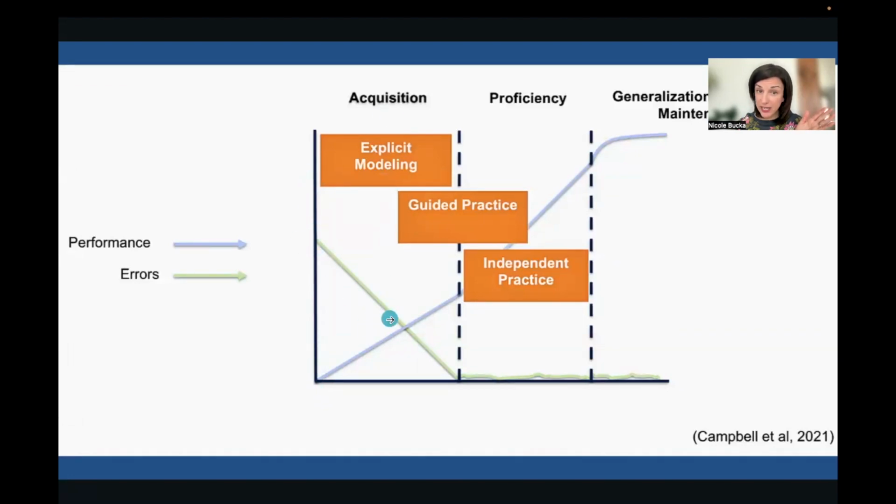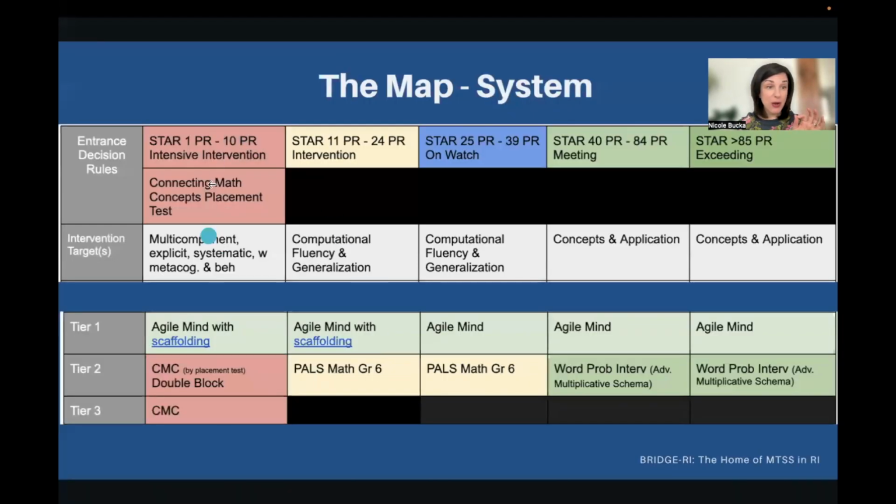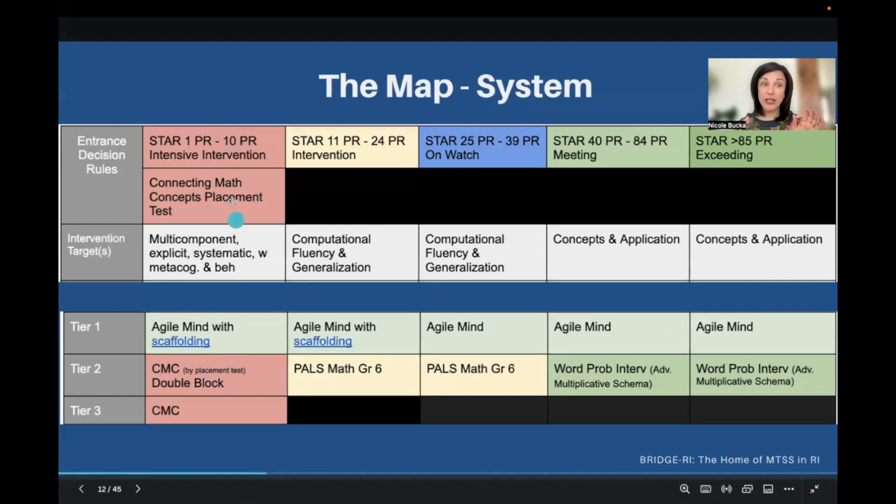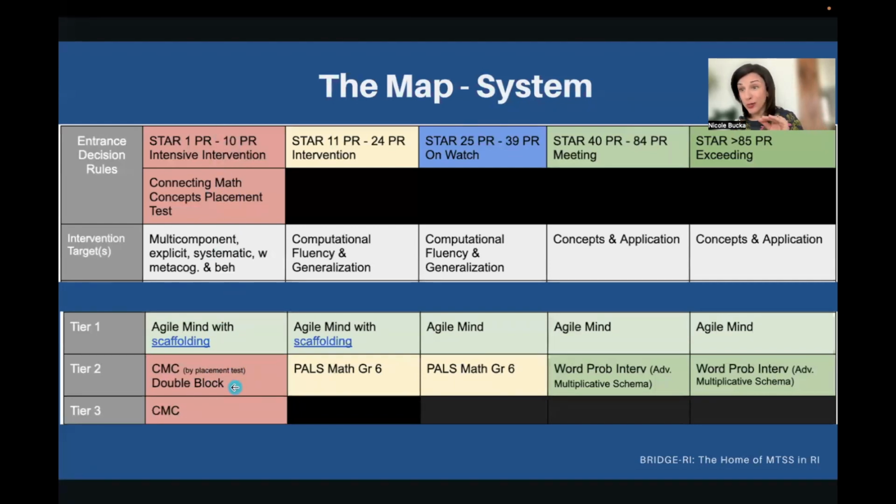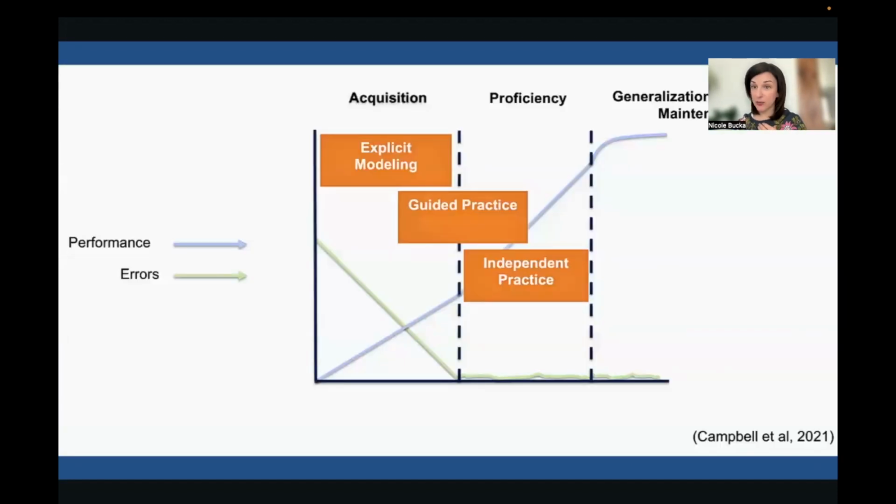What you need here is explicit modeling, very, very explicit. And you can see here that we have a multi-component explicit intervention. And because we're a multi-tiered system of support, we recognize that academics don't live in a silo by themselves. Behavior and executive functions all interplay. We have added those factors too, the behavioral supports and the metacognitive supports.